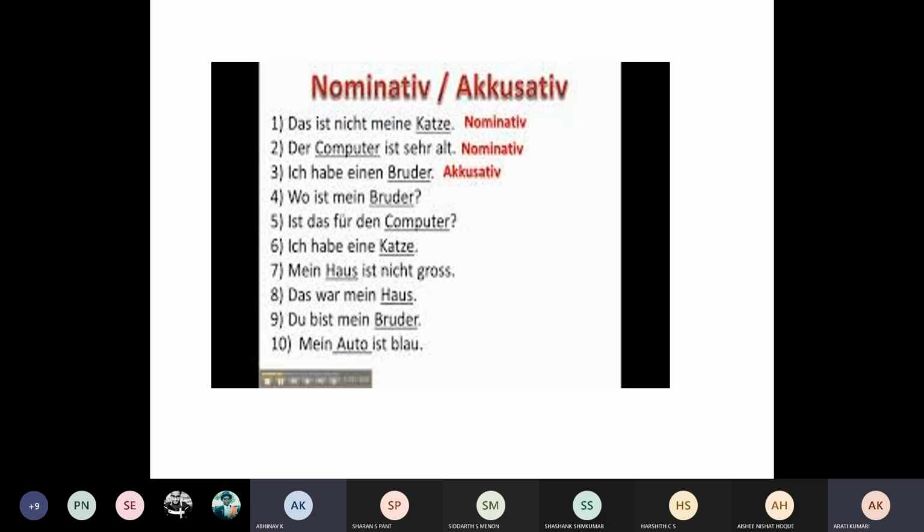Du bist mein Bruder. So what's this Bruder here? Nominative or the accusative? Nominative. This is nominative. Yeah, this is nominative. Okay. Mein Auto ist blau. Yeah. So what is Auto here? Nominative. Yeah. My car is blue. Very good. This is the basic identification between nominative and accusative.